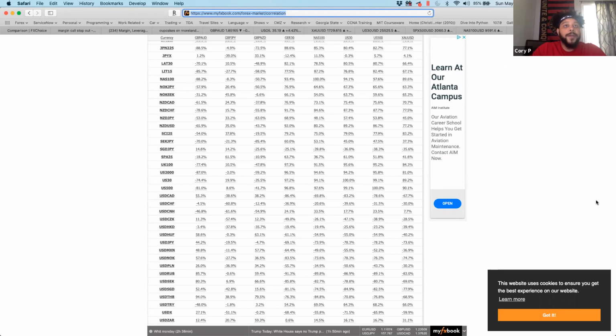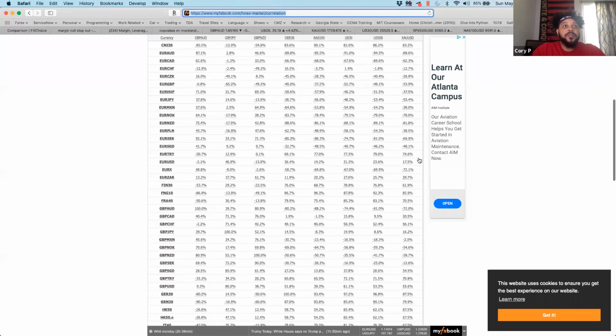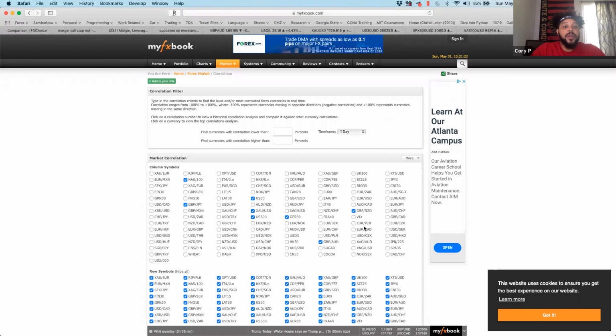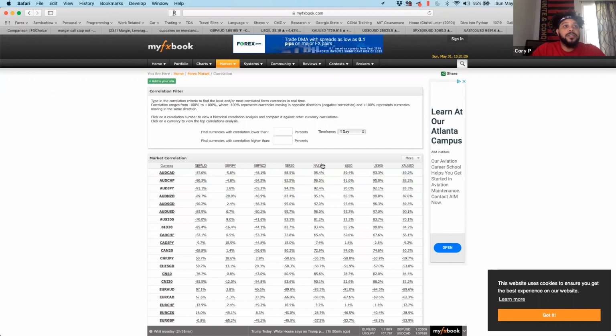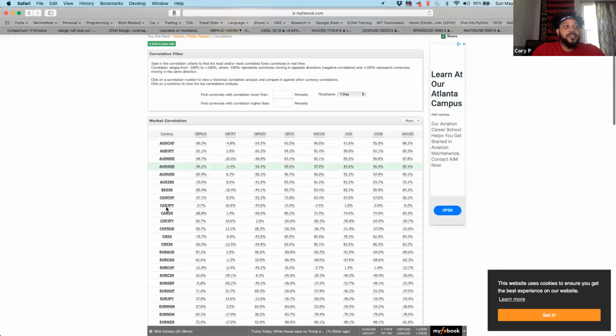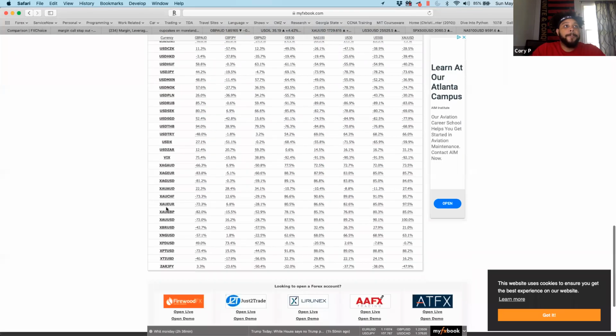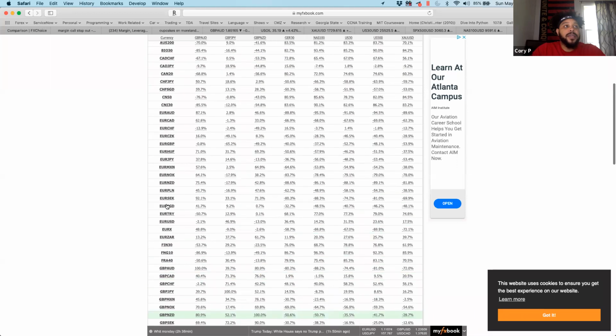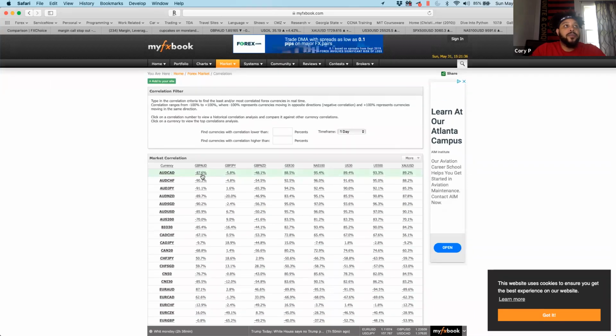That's the correlation, right? And when you want to use this, you can just go into more and add in whatever pairs you want to look at. Those pairs will be across the top, and then the rest of the pairs will be along this left-hand side. And the moral to this: the more negative it is, the more it moves opposite. The more positive it is, the more it moves in the same direction. Easy peasy, right?